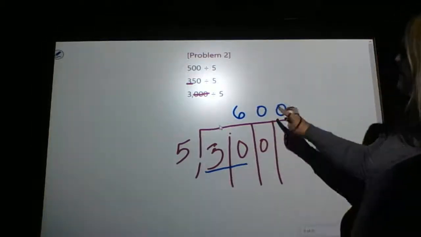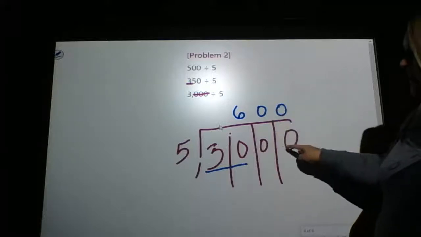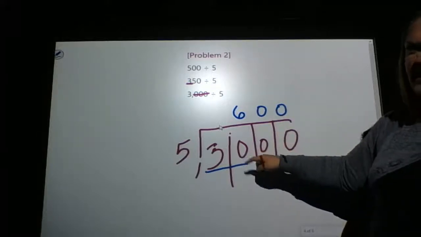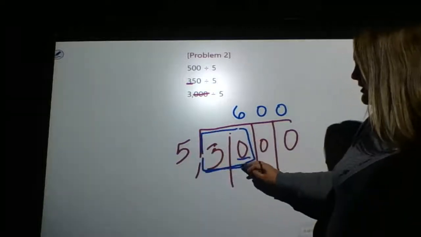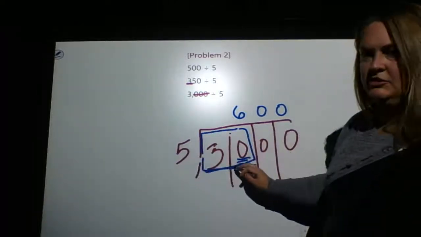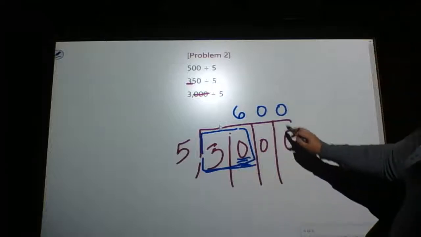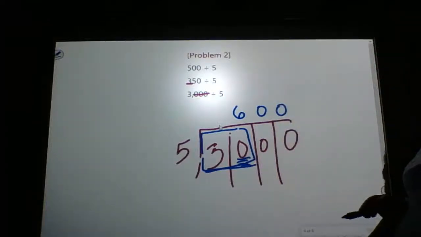Look at how this one is different. My answer only has 2 zeros, but my problem had 3 zeros, right? That's because part of the division I had to do included a 0. Do you see how this 0 was included in the division problem? So I had 2 left over, 2 left over.